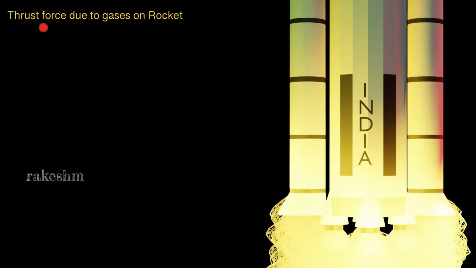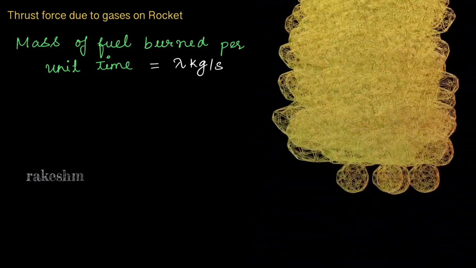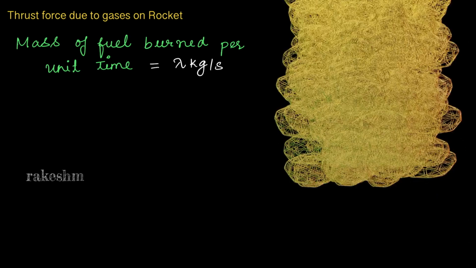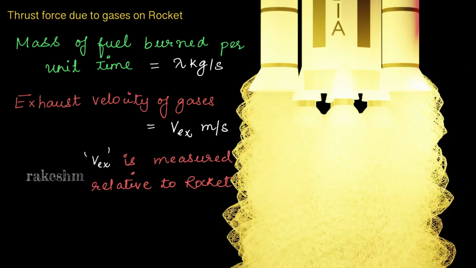Let us now find the thrust force due to the gases on the rocket. So due to the gases which are being ejected here, what is the thrust force on the rocket? Before moving forward, let us look at some important terms. So the first is mass of fuel burnt per unit time. We will take this as lambda kg per second. So in 1 second, how much fuel is burnt or how much of the gas is ejected is this lambda kg per second. The next term is exhaust velocity of gases, which we will take as Vex meters per second. An important point is that this exhaust velocity is measured relative to the rocket. So this Vex is a velocity which is with respect to the rocket.